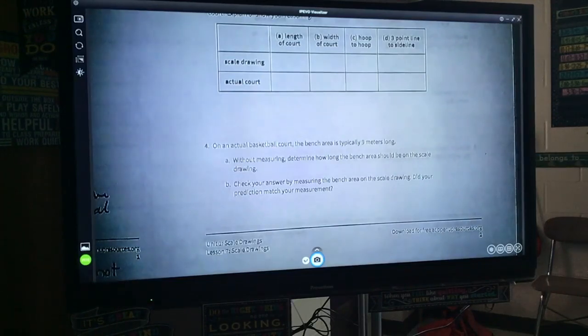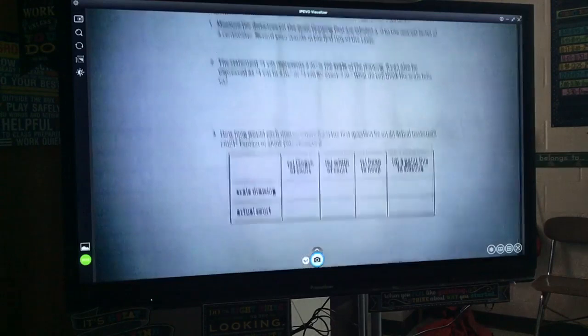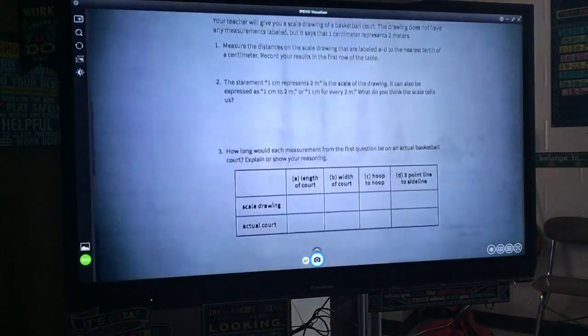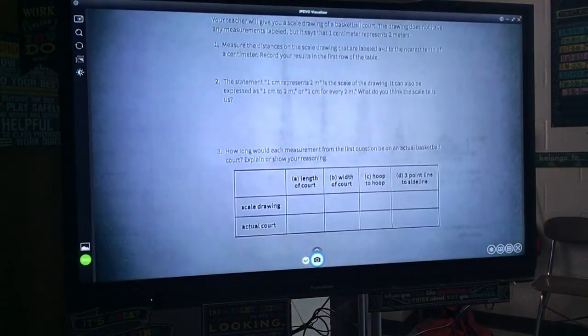Alright, get there quickly, quietly. iPad should be closed. Get off of your iPad. Alright, so number 1 said measure the distance on the scale drawing that are labeled A through D to the nearest tenth of the centimeter. Record your results in the first row of the table.